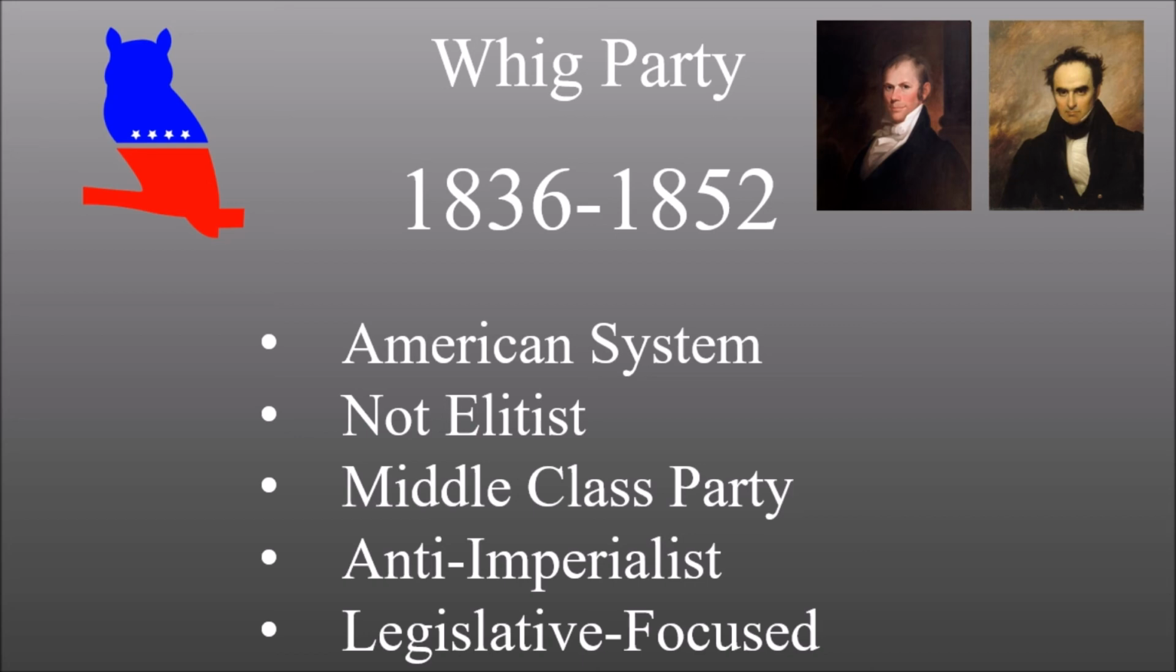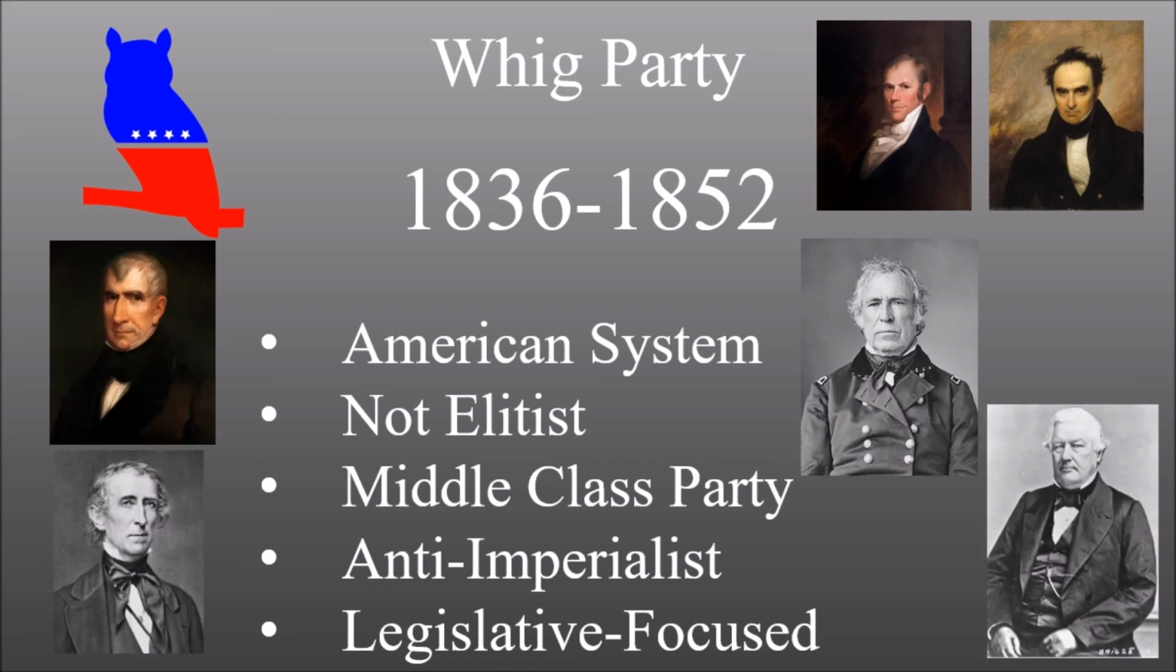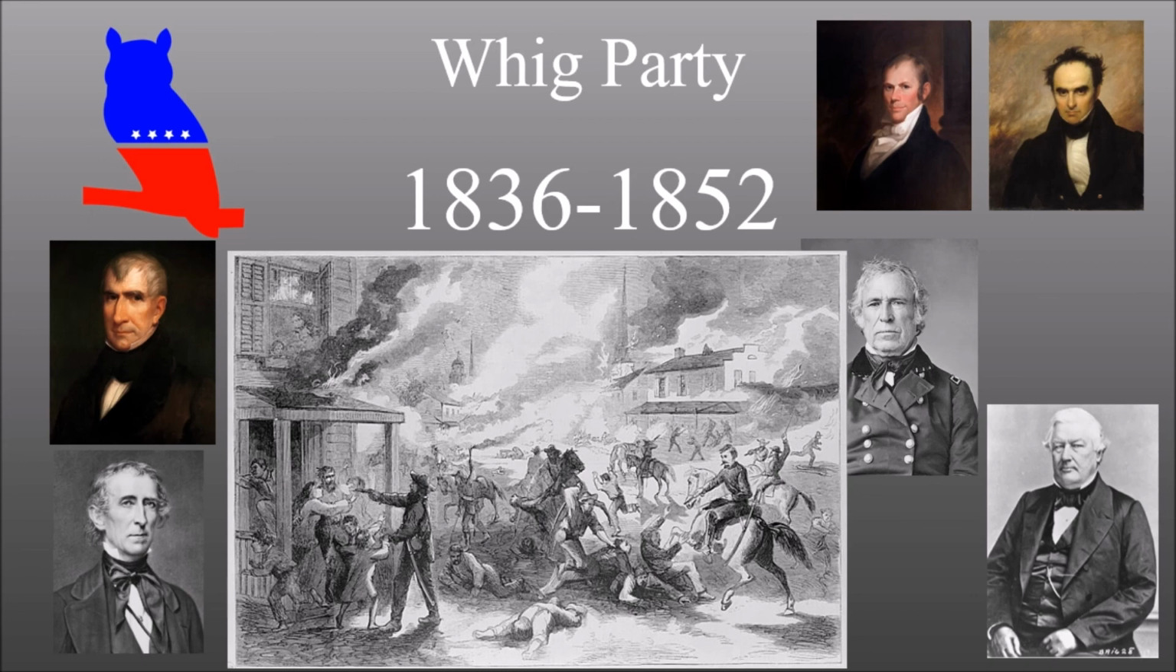The party was anti-imperialist as well, and preferred the expansion of the legislative branch. This contrasts with the Democratic ideas of free trade, agrarianism, presidentialism, and imperialism. The Whig Party won two national elections, and both of these candidates died in office, leading them to have four presidents: William Henry Harrison, John Tyler, Zachary Taylor, and Millard Fillmore. In 1854, after political failure and the Kansas-Nebraska Act, the Whig Party collapsed.